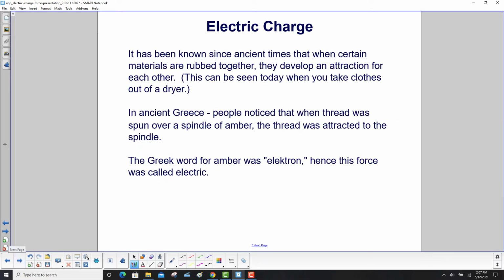It has actually been known since ancient times that when certain materials are rubbed together, they develop an attraction for each other. You can see that today when you take clothes out of a dryer. In ancient Greece, people noticed that when thread was spun over a spindle of amber, the thread was attracted to the spindle. The Greek word for amber was electron, hence this force was called electric.